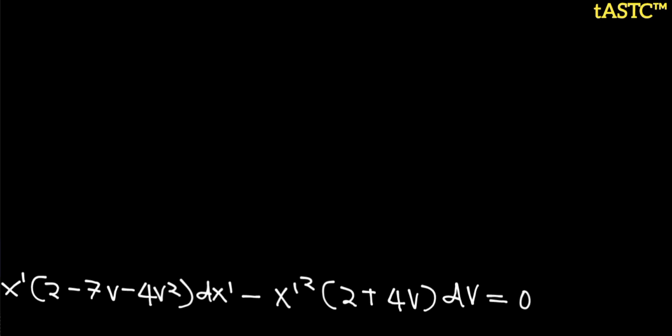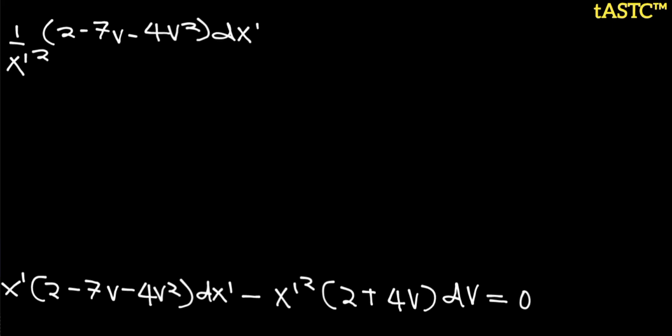Now we know that we could cancel out x prime, or I should rather say we could divide through by x prime squared. So let us try doing that. If we divide it through by x prime squared, that is going to be 1 over x prime squared multiplied by 2 minus 7v minus 4v squared, and this will be multiplied by dx prime.